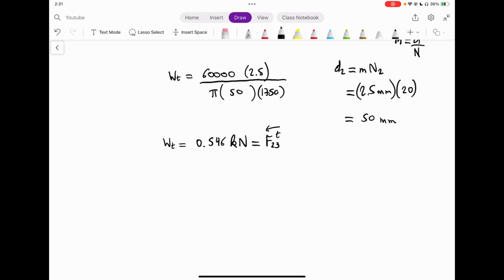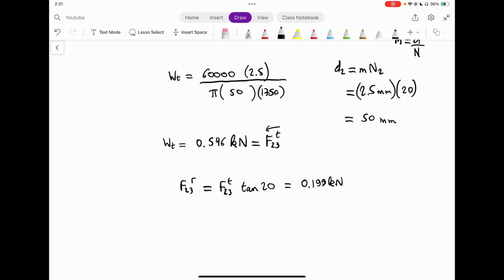Based on that, we can then go ahead and solve for F23R. We don't really need it as of now, but let's solve it because that's part of the forces that we need. So F23R is going to be equal to F23T, and by trigonometry, that times tan of 20 degrees, which is going to be equal to 0.199 kilonewtons.